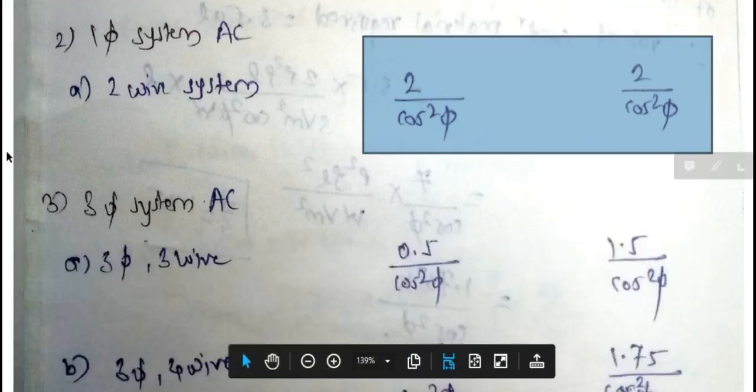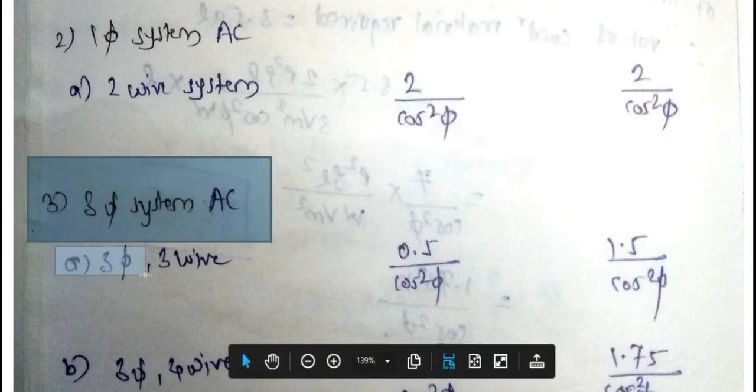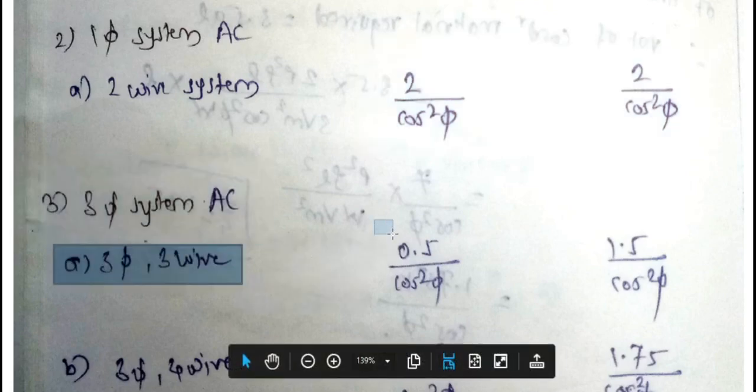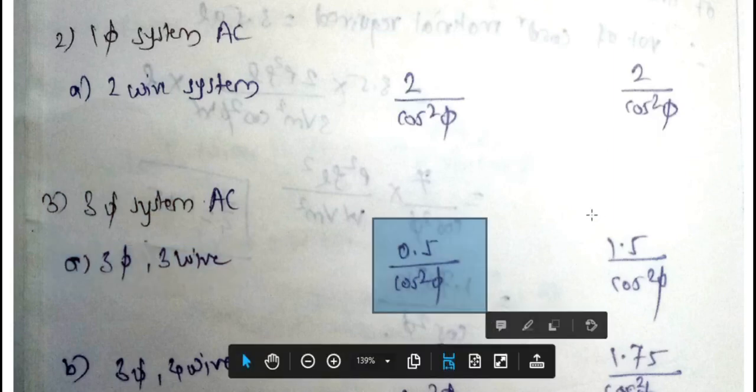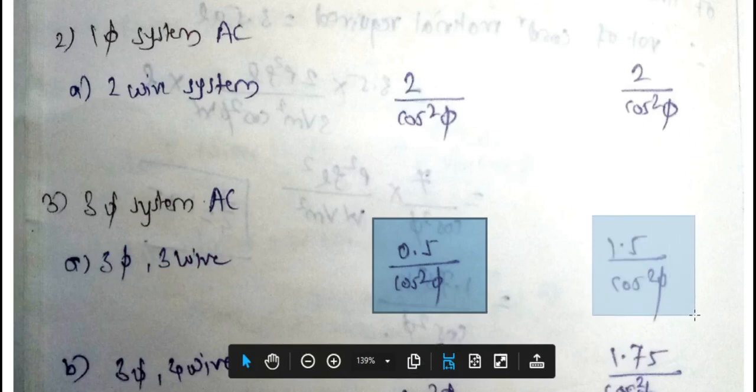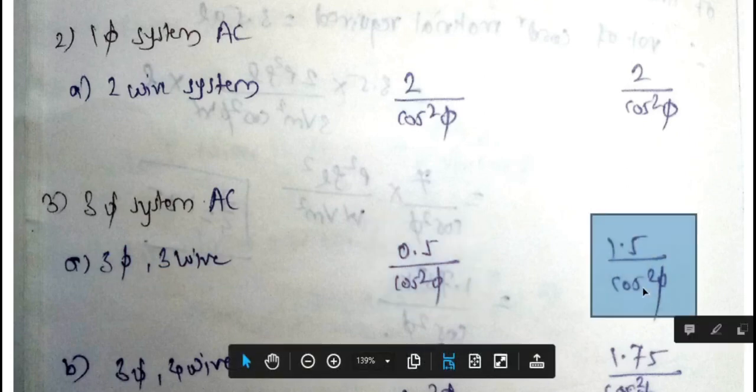We'll go for the next, which is very important, the three phase supply system, that is AC. Obviously for a three phase three wire system we are using a volume of conductor for overhead as 0.5 divided by cos square phi, and for the underground we are using a maximum value of conductor material required, that is 1.5 divided by cos square phi.